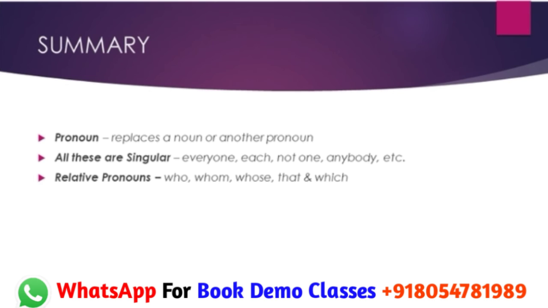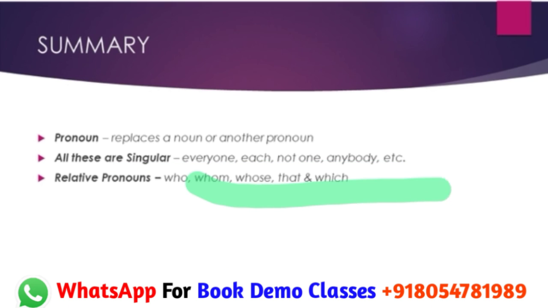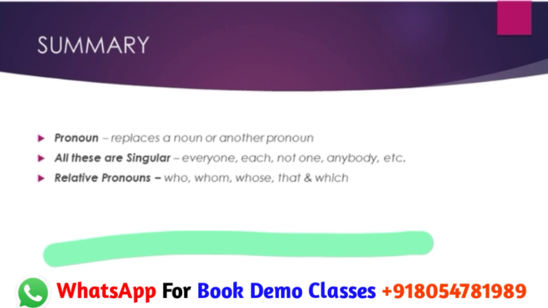So in summary, you know that a pronoun is something that replaces a noun or another pronoun. All these are singular: everyone, each, not one, anybody, etc. And there are relative pronouns like whom, whose, that and which.